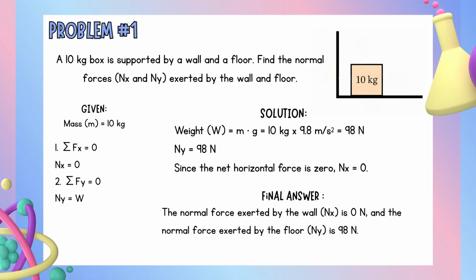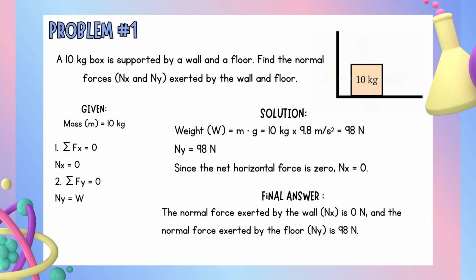The problem asks for the normal forces, Nx and Ny, on a 10 kg box supported by a wall and floor. Since the box is not moving, it is in static equilibrium, meaning the sum of forces in both the x and y direction must be zero.